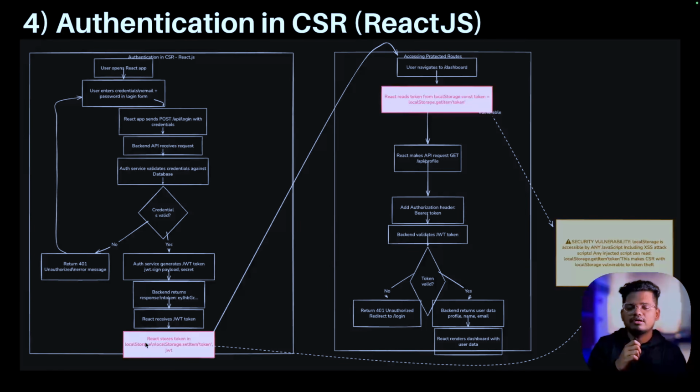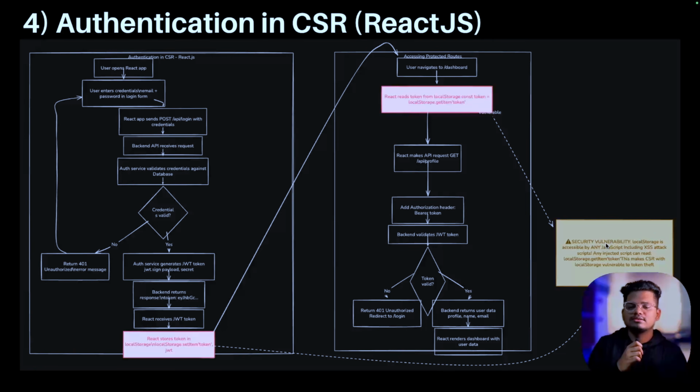And this is where we have our critical security vulnerabilities. Local storage is accessible by any JavaScript running on your page. This makes the entire JWT plus local storage approach vulnerable to token theft and XSS attacks, that is cross-site scripting attacks. Now let's say the user navigates to a protected route like the slash dashboard route. Here is what happens. First, React reads the JWT token from local storage using the localStorage.getItem function.